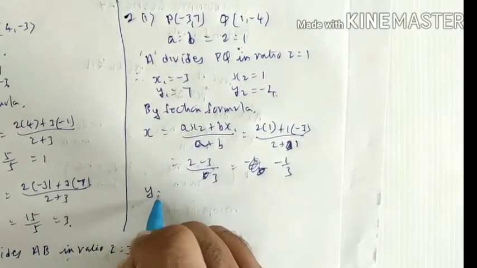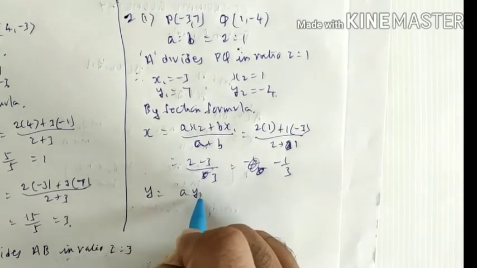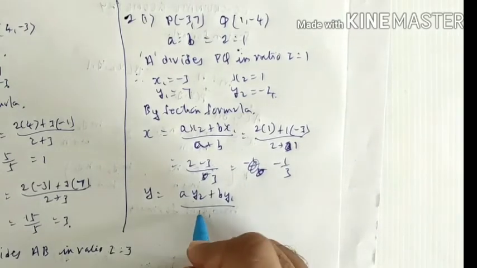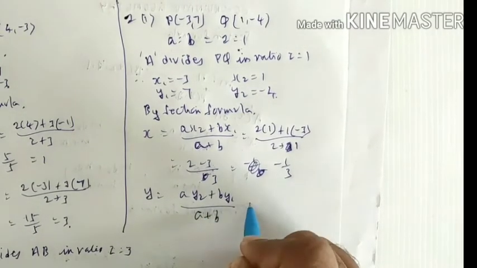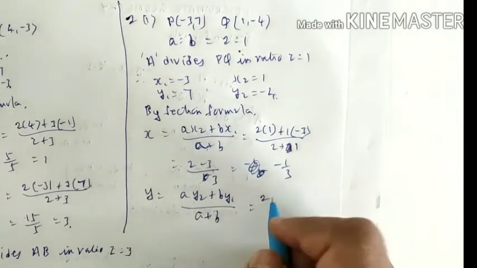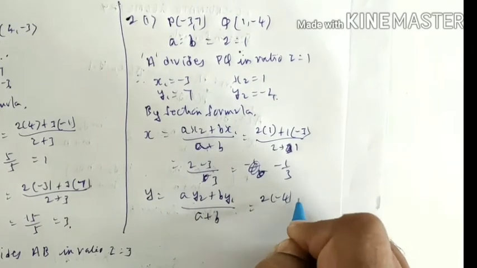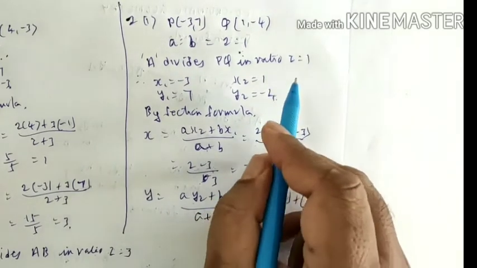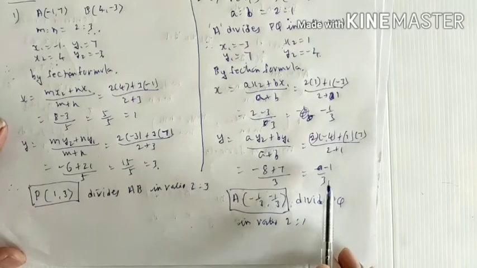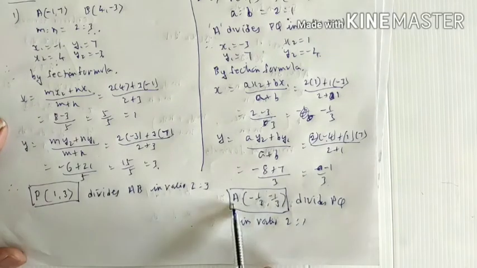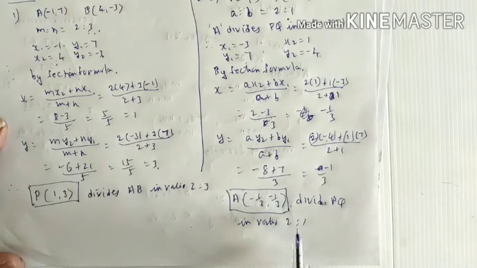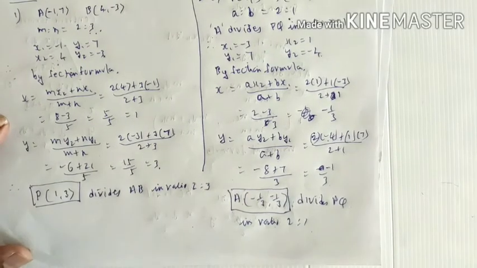In the same way, the value of y is given by (a y2 + b y1) upon (a + b). It is equal to, see, a is 2, y2 is -4, plus b is 1, y1 is 7, upon 3. That gives -1 upon 3. So (-1/3, -1/3) divides PQ in the ratio 2 is to 1. This is our answer.